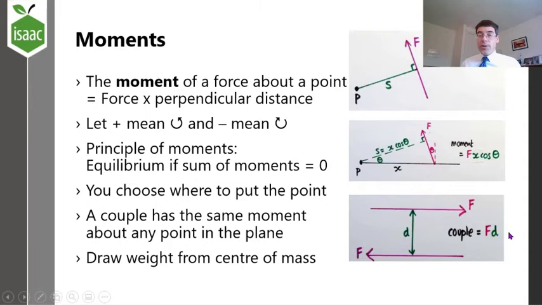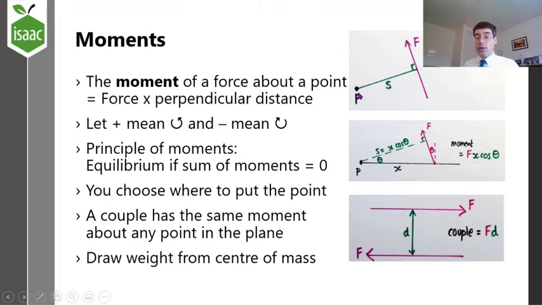We've looked at forces that might accelerate or slow down an object. Now we look at forces that might try and turn it. You will probably have come across this idea at GCSE, and we need to extend that at A level. So the moment of a force about a point is equal to the force, there it is, multiplied by the perpendicular distance. That is the distance from the point that we have chosen.